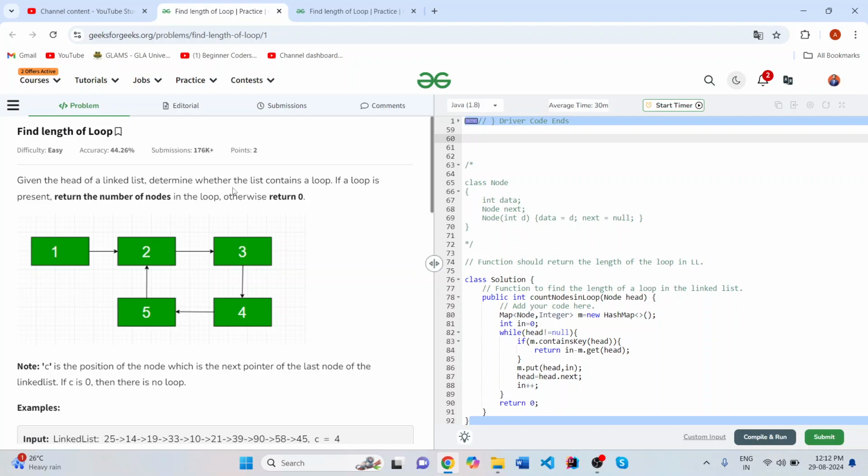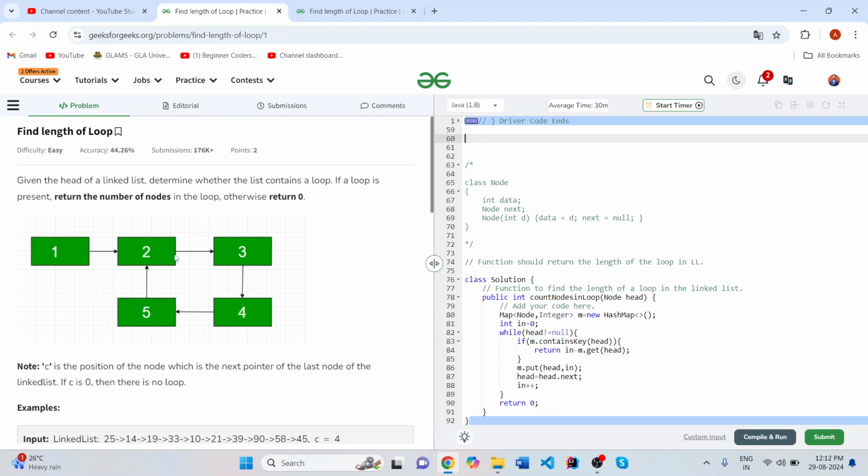So the question says we are given the head of the linked list. Determine whether the list contains a loop. If a loop is present, return the number of nodes in the loop. Otherwise, return 0. So today we shall discuss the solution of this question using two approaches.